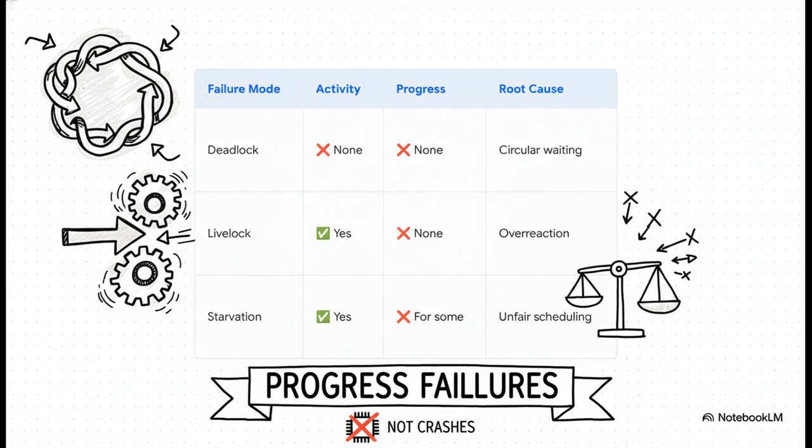It's actually pretty clear when you see it this way. Deadlock. No activity, no progress, all because of that circular waiting. Livelock. Lots of activity, but still zero progress, thanks to that constant overreaction. And finally, starvation. Yeah, there's activity and some processes are making progress, but it's all rooted in unfair scheduling. The key takeaway? All three are progress failures, not crashes.